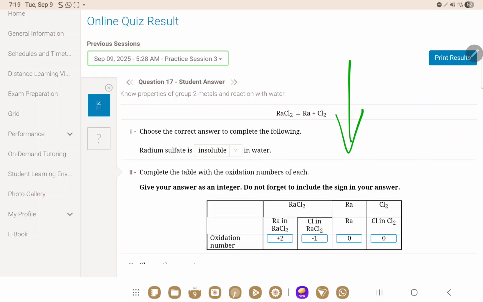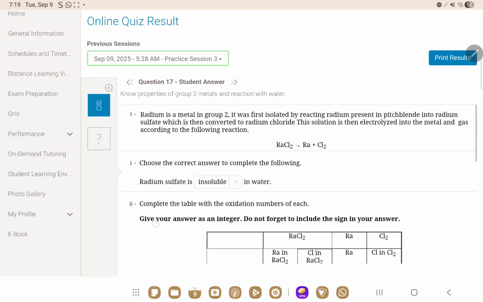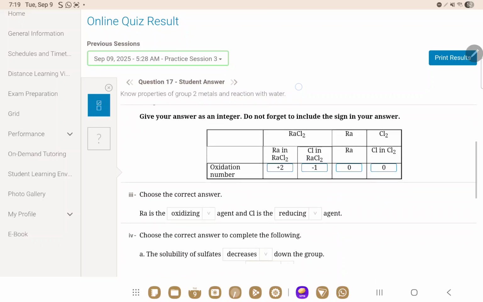Now, radium sulfate is insoluble with water because it cannot react with it. Now, moving on, RaCl2 turned into Ra plus Cl2. RaCl2 had Ra plus 2 and Cl minus 1, because Cl stays the same since it is in group 7. Ra is plus 2.